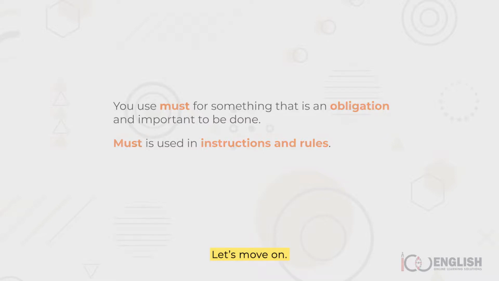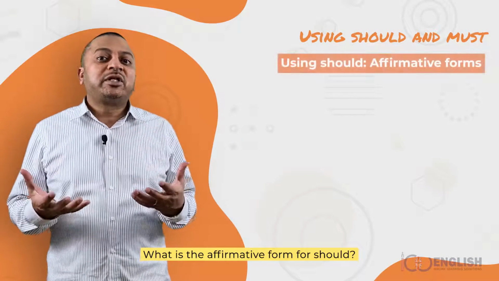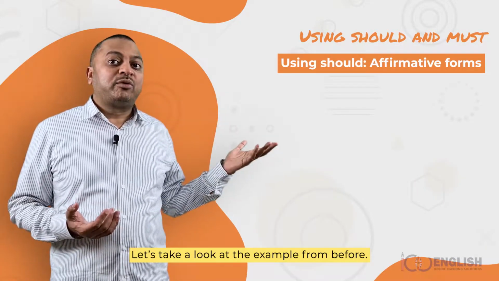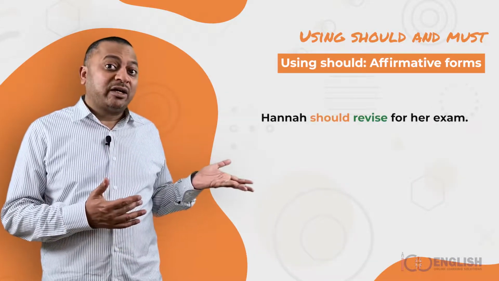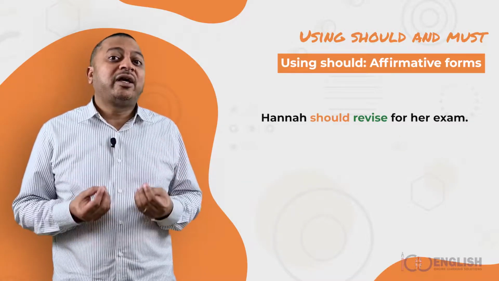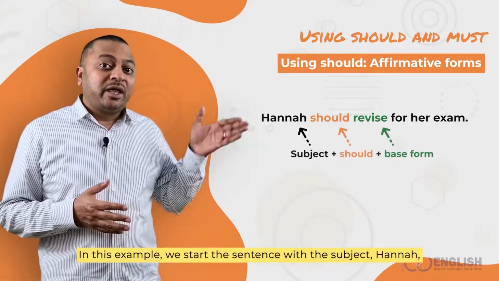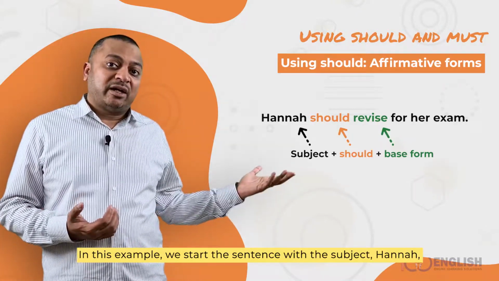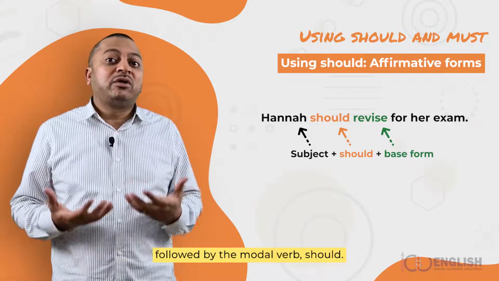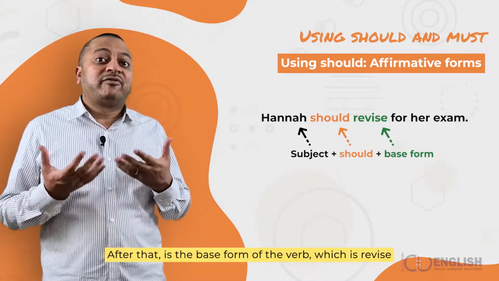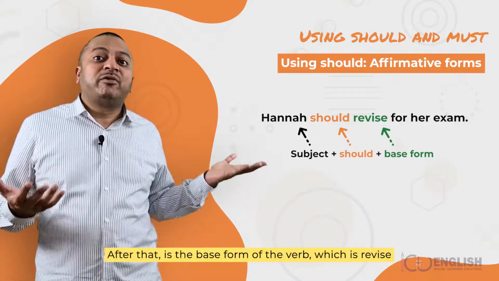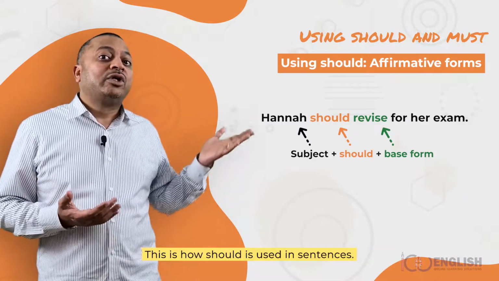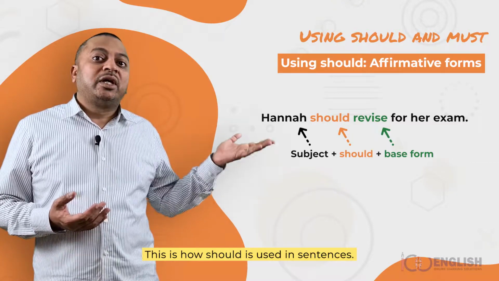Let's move on. What is the affirmative form for should? Let's take a look at the example from before. Hannah should revise for her exam. In this example, we start the sentence with the subject Hannah, followed by the modal verb should. After that is the base form of the verb, which is revise. This is how should is used in sentences.